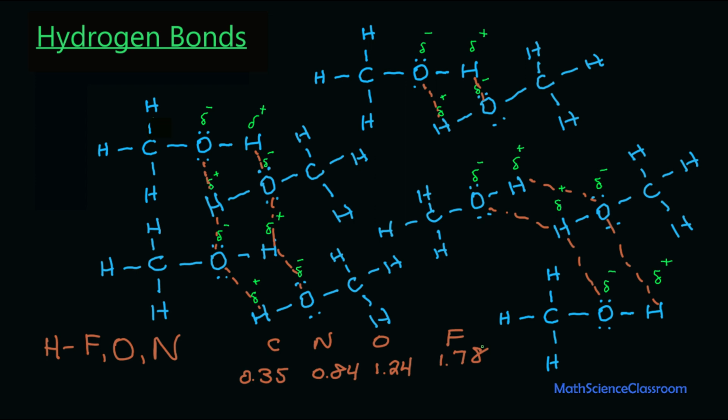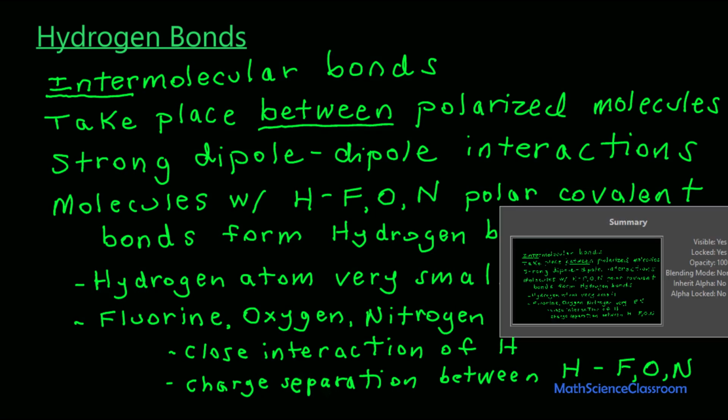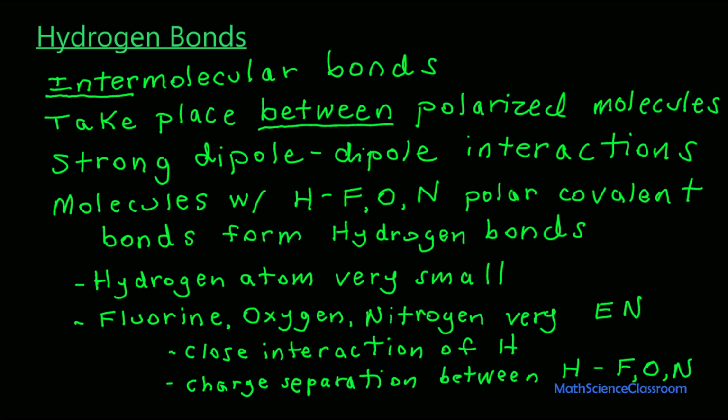So let's sum up what we've learned. Hydrogen bonds are intermolecular bonds. Hydrogen bonds take place between polarized molecules. A hydrogen bond is a strong dipole-dipole interaction between molecules. Molecules that form hydrogen bonds are hydrogen bonded with fluorine, oxygen, or nitrogen because they form polar covalent bonds.